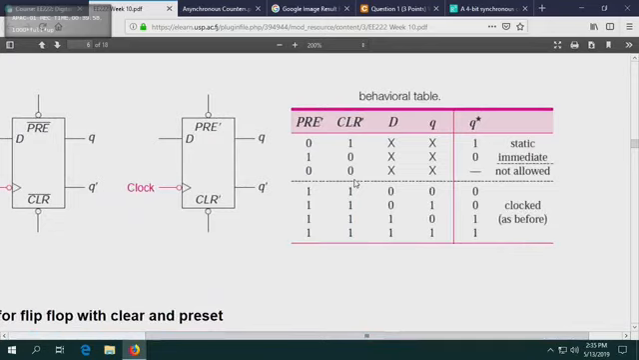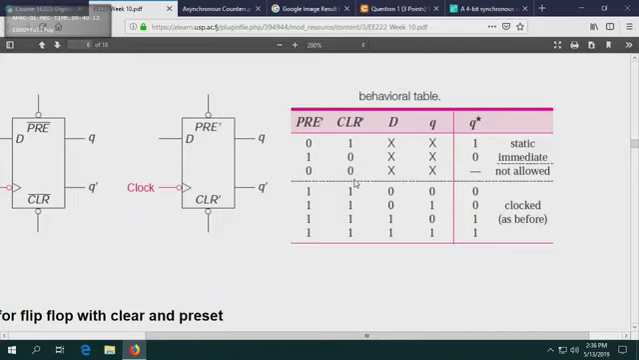And if both are 1, that's okay. If both are 1, that line becomes unaffected. Those lines only activate with the logic 0, the preset and the clear lines. Right? Okay?